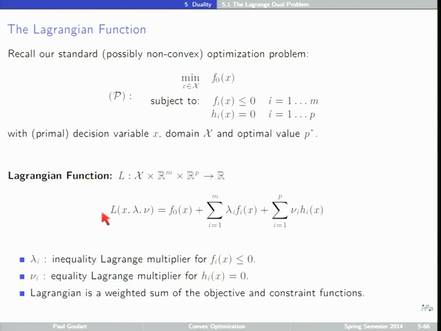It's entirely unclear at the moment why anyone should care about this function. You can ask, how did Lagrange think of this? Probably he didn't start by just writing that down. But it turns out that this function is important because it's going to tell us something about when we have an optimal solution and when we don't.